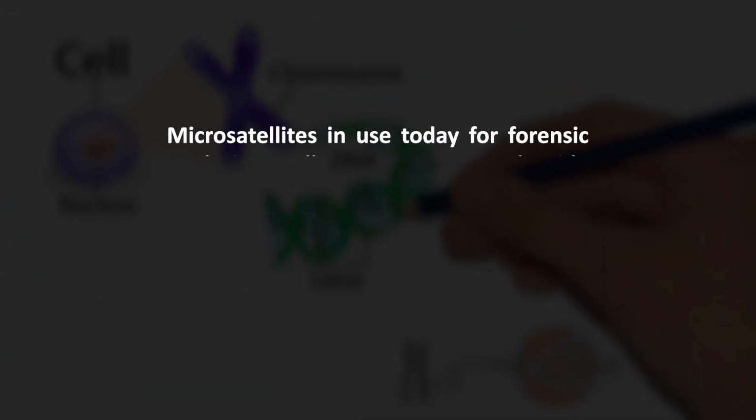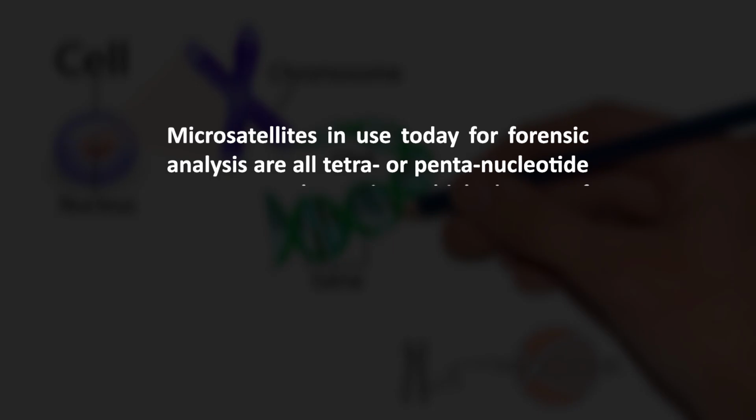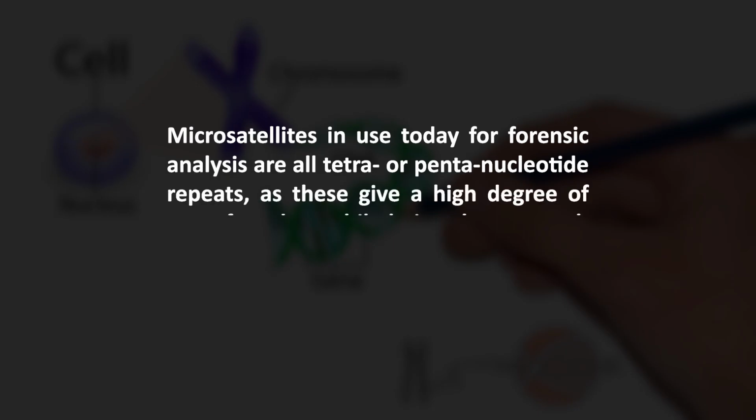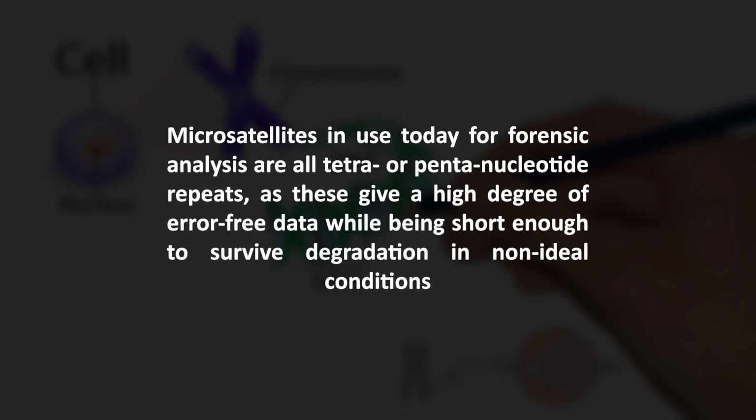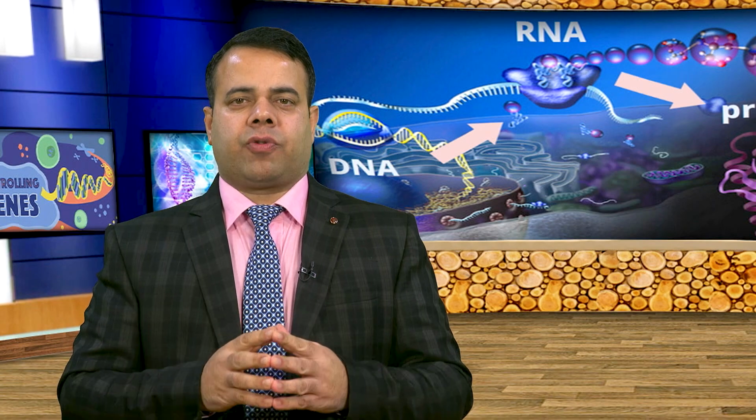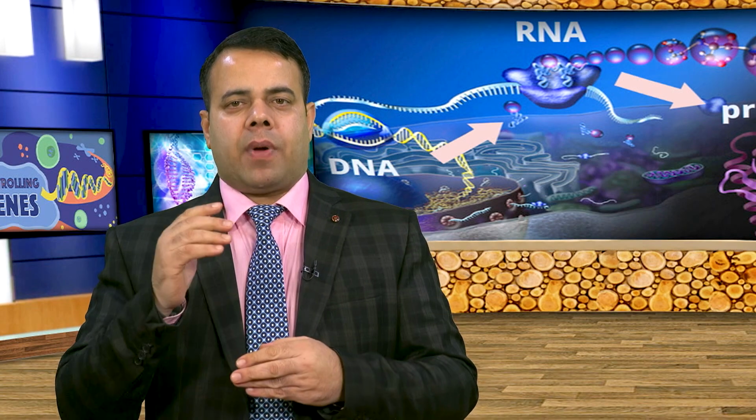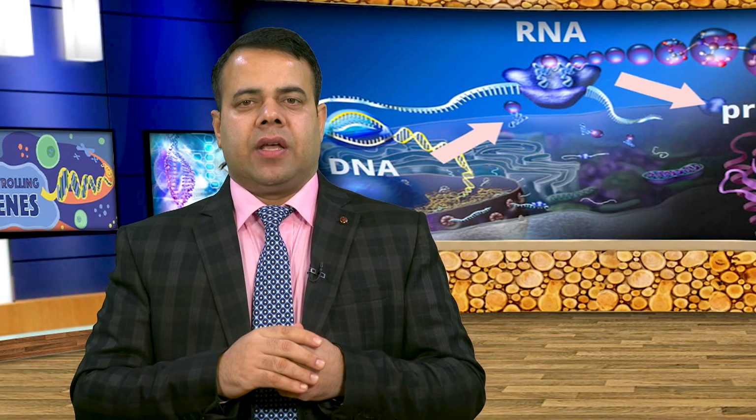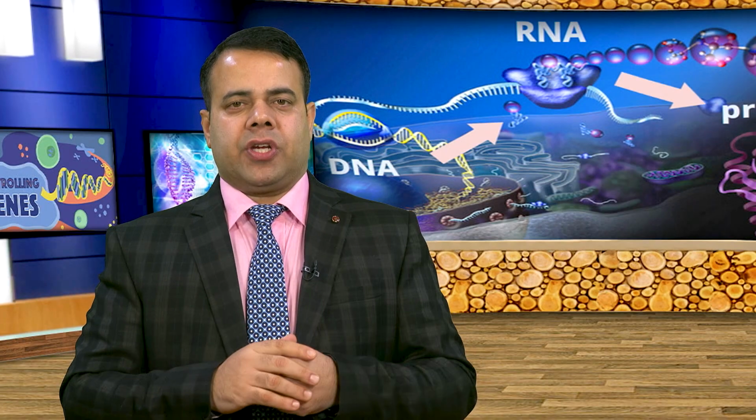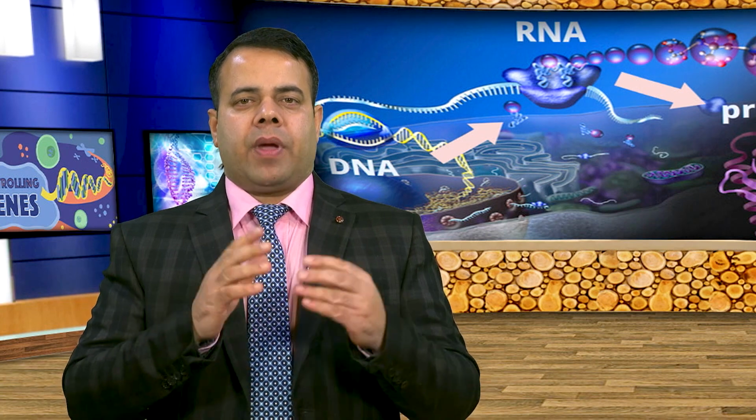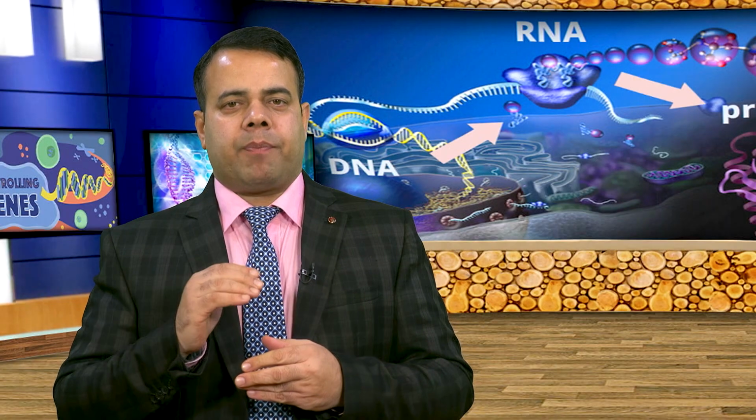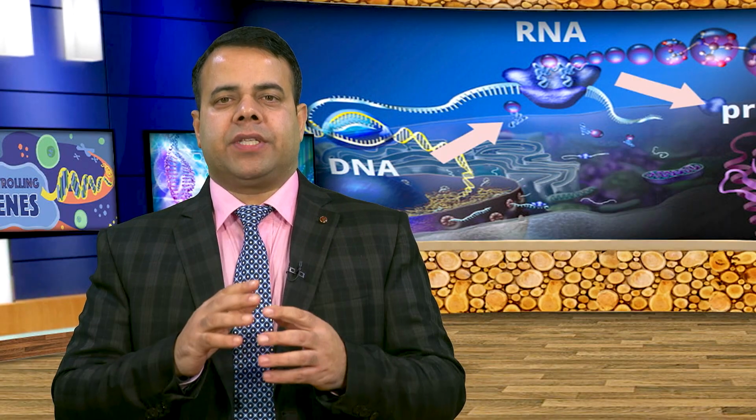The microsatellites in use today for forensic analysis are all tetra or pentanucleotide repeats, as these give a high degree of error-free data while being short enough to survive degradation in non-ideal conditions. Even shorter repeat sequences would tend to suffer from artifacts such as PCR stutter and preferential amplification, while longer repeat sequences would suffer more highly from environmental degradation and would amplify less well by PCR.